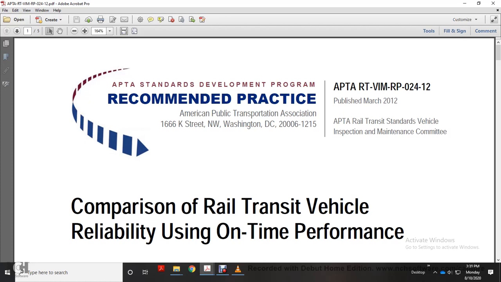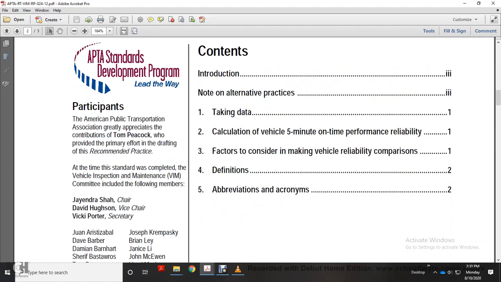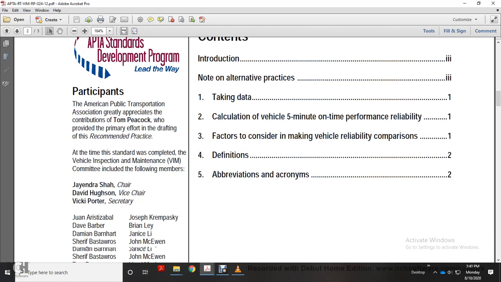All right, this is the American Public Transportation Association recommended practice for comparison of rail transit vehicle reliability using on-time performance. It covers the introduction and notes, alternative practices, taking data, calculating vehicle 5-minute on-time performance reliability, factors to consider when making vehicle reliability comparisons, and definitions and abbreviations.